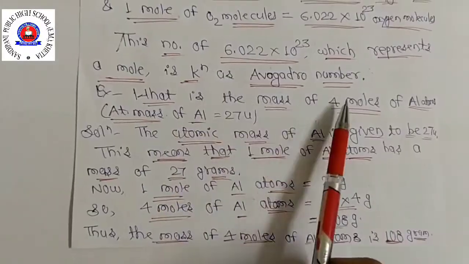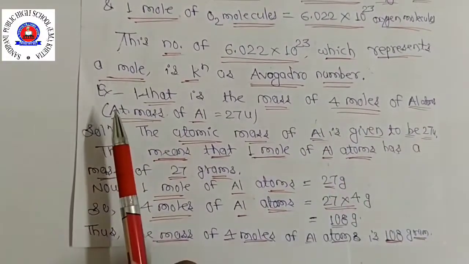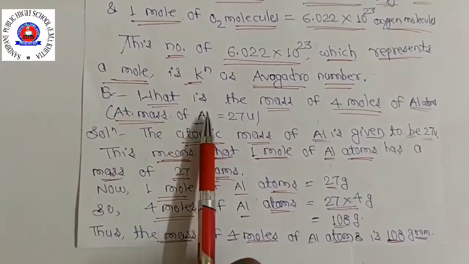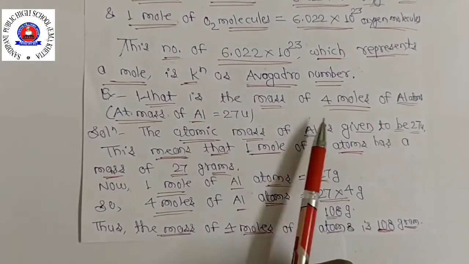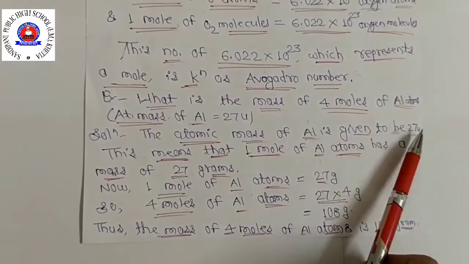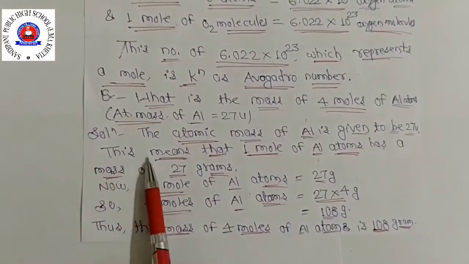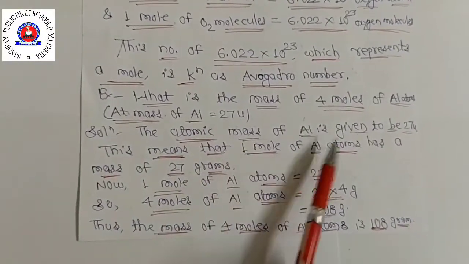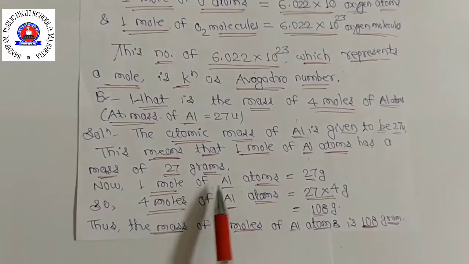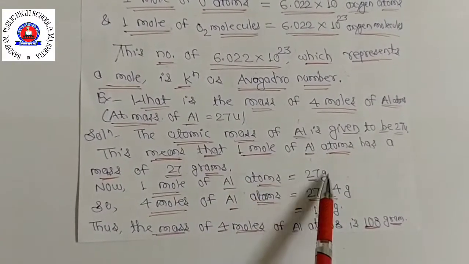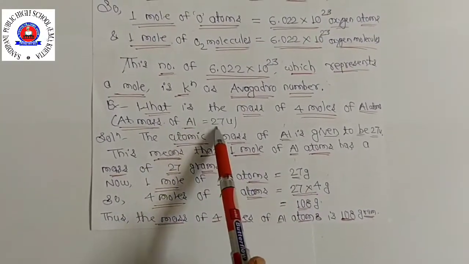What is the mass of 4 moles of aluminium atoms? So the atomic mass of aluminium is given to be 27 unit. This means that 1 mole of aluminium atoms has a mass of 27 grams. Now 1 mole of aluminium atoms is 27 grams. Atomic mass of aluminium is 27 unit.